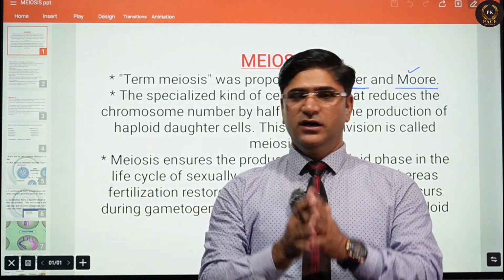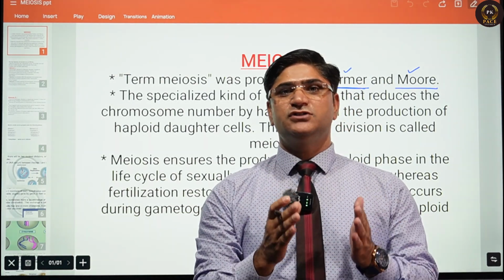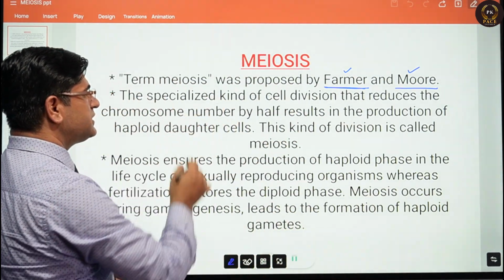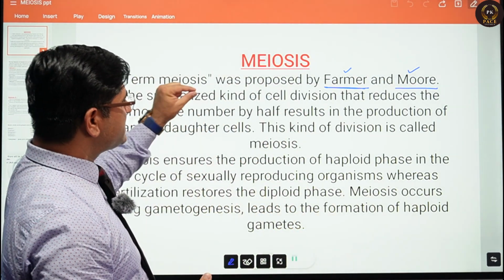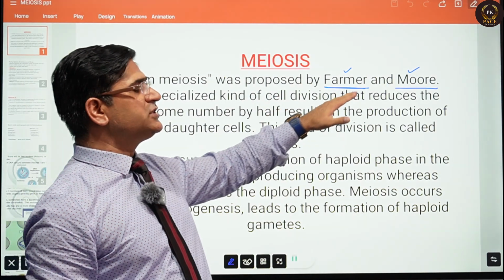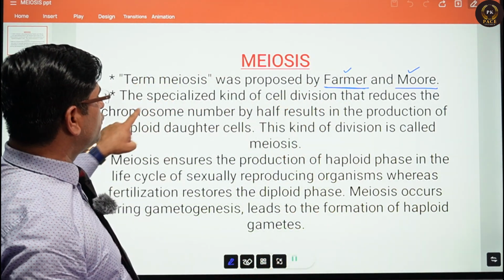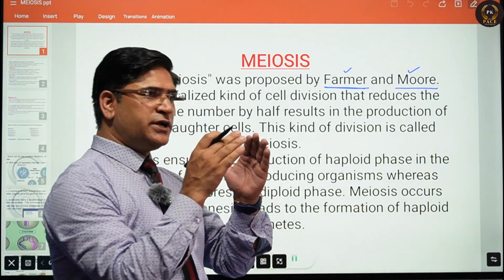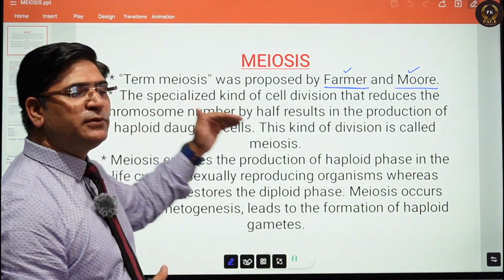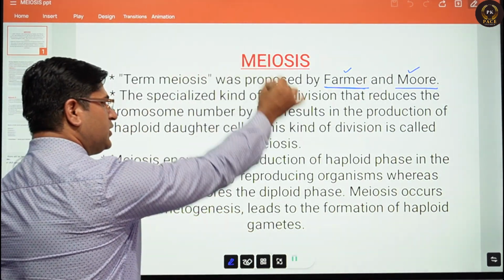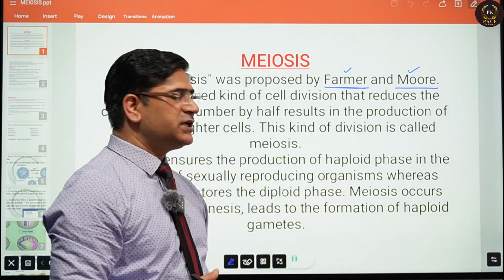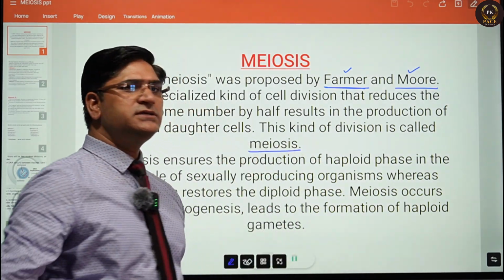Mitosis occurs only in somatic cells. In a similar manner, meiosis is a special kind of division which occurs only in a special type of cells. This special kind of cell division is responsible for reducing the chromosome number of the individual to half, producing haploid cells. It means that through the process of meiosis, diploid cells get converted into haploid cells. This kind of division is known as meiosis.